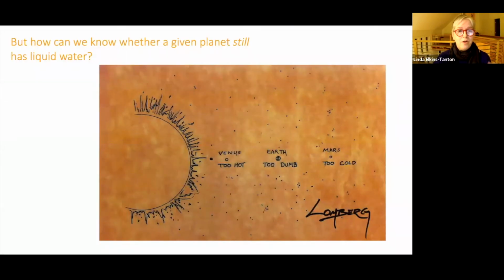But how can we know whether a given planet still has liquid water? This is my favorite cartoon by John Lomberg. Scientists talk about a habitable zone around a star. Each star gives off its own flux of energy, and that energy strikes its planets. The closer the planet is to the star, the more of the star's energy strikes it. People then calculate what's called an effective temperature, that is, the expected surface temperature of a planet at a given distance from any given type of star.